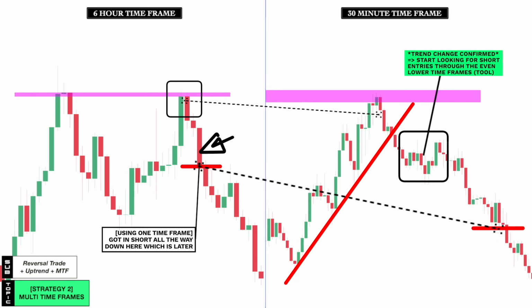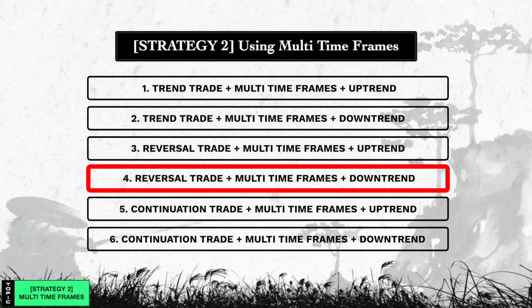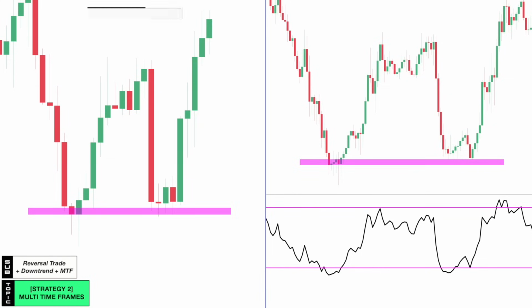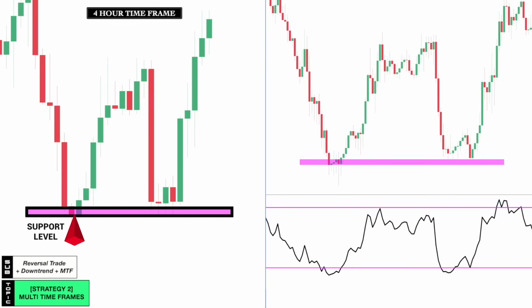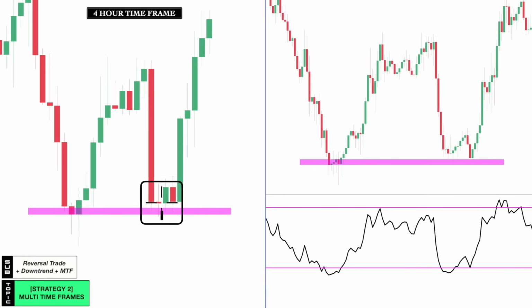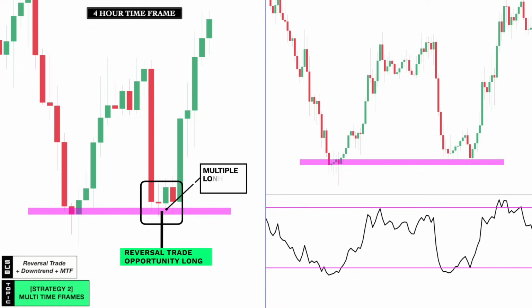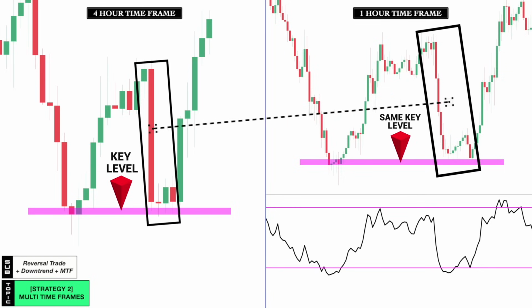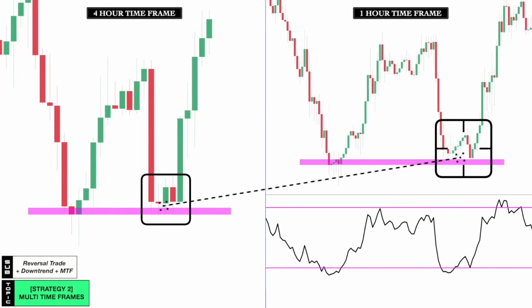So going in the opposite direction, a reversal trade in a downtrend using multi-time frames. On the left is the 4-hour time frame. You had your key level of support because of this reversal point. And this is where your reversal trade opportunity long presented itself, where you had multiple long wick candles form at the level. Then on the right is the 1-hour time frame that was used for an entry point. Same key level, same pullback. This area here is this same area here.